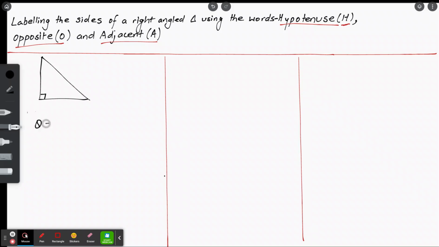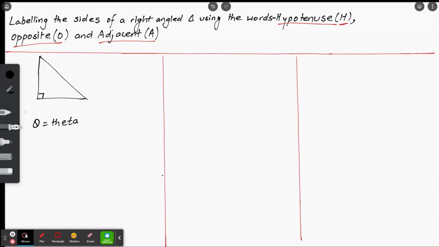Now, how do we write theta in a right angled triangle? Obviously, in a right angled triangle, we are not going to write out the word. We will be using the symbol, right? So this is the symbol for theta. What you can do is draw an O and then a squiggly line in it, and that becomes your theta.